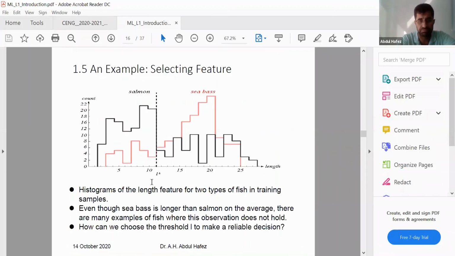Here, let's take the black line. This black line is the histogram of salmon fish. It is the length. What do we mean by histogram? I don't know if you studied image processing or not. What I mean by histogram is the number of fish.